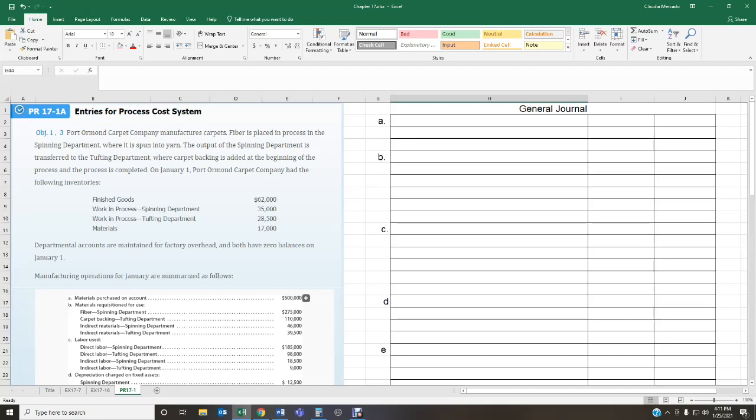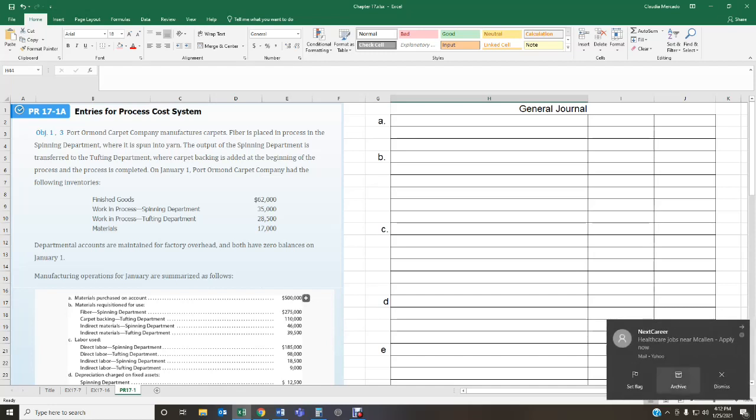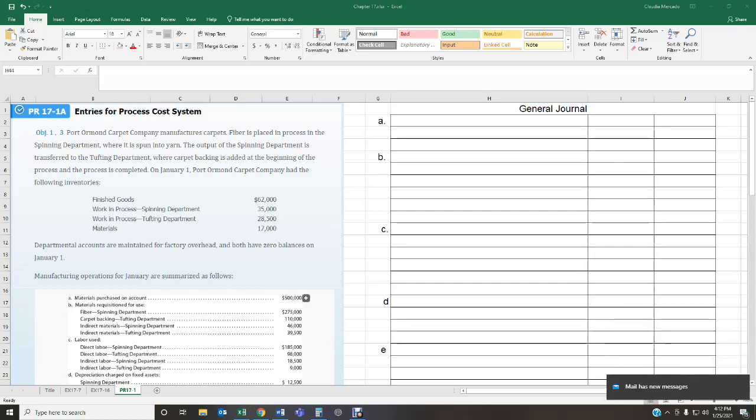Okay. On January the 1st, Port Ornament Carpet Company had the following inventories. So we have two working processes. The first working process is the spinning department. So we get our fiber and we put it into work in the spinning department. Once the spinning department is done with their process, we transfer it from the spinning department to the tufting department. Once the tufting department is done, then it's ready to be sold.